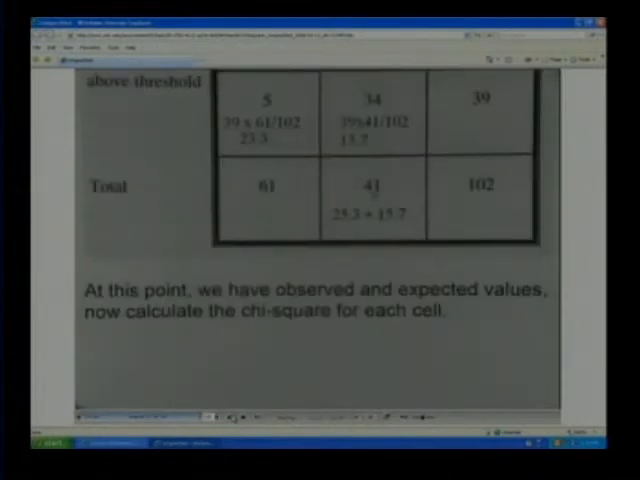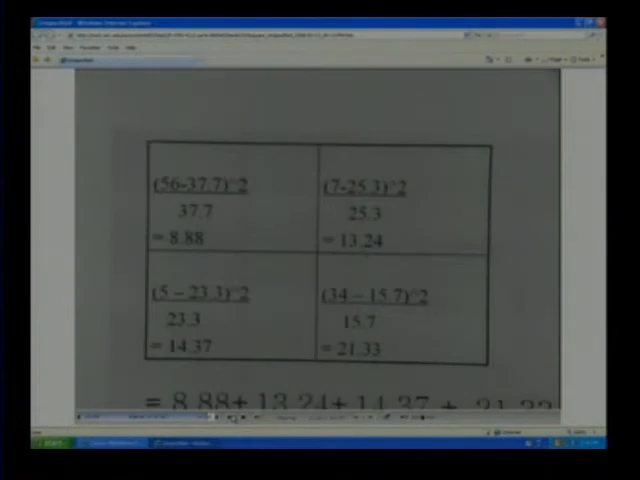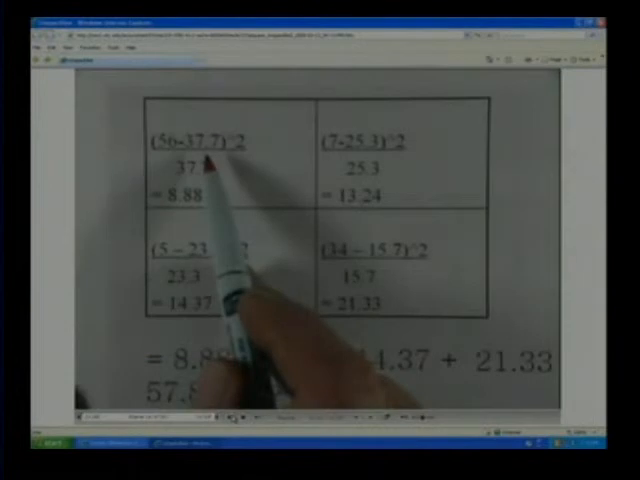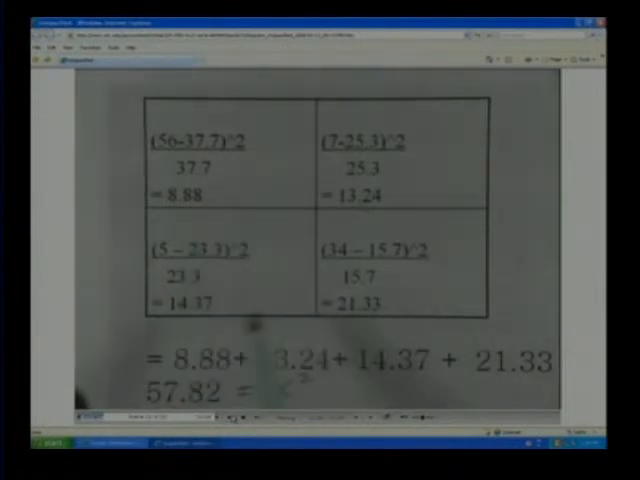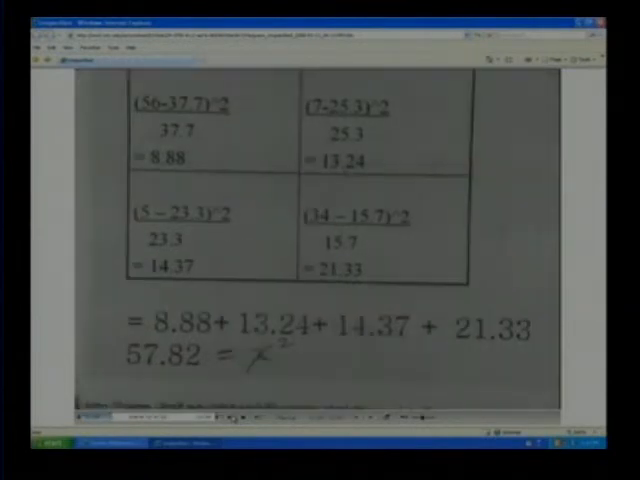So we calculate the chi-square for each cell. 56 minus 37.7 squared over 37.7 gives me 8.88. This calculation gives me 13.24. This calculation gives me 14.37. This one gives me 31.33. To get my chi-square value, I add all those up, and I get that that's equal to 57.82.